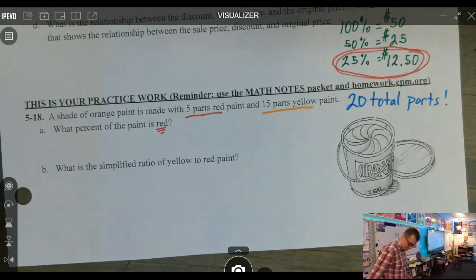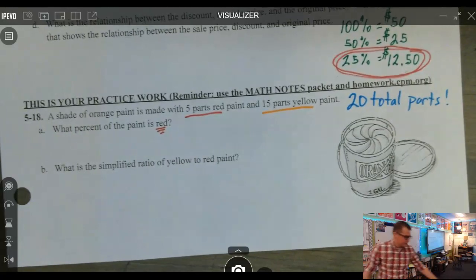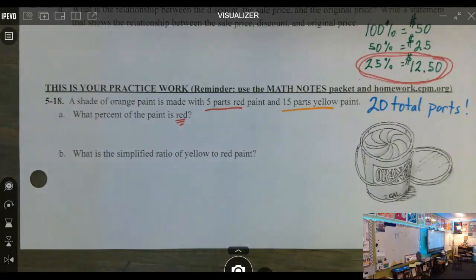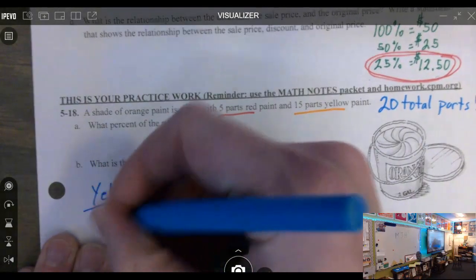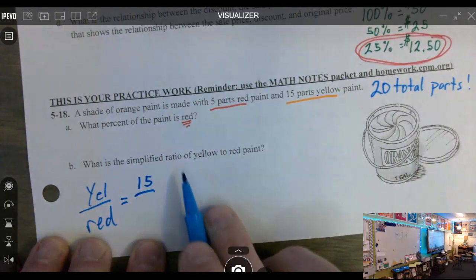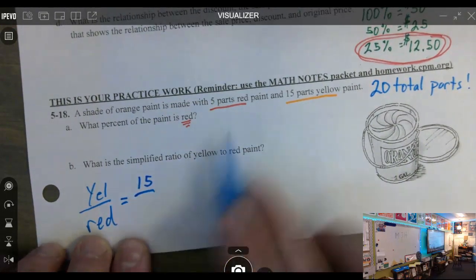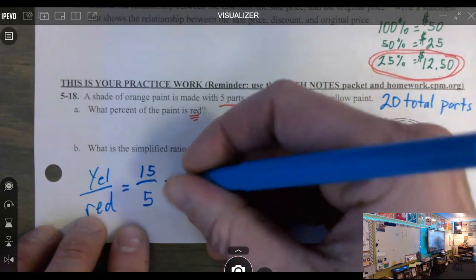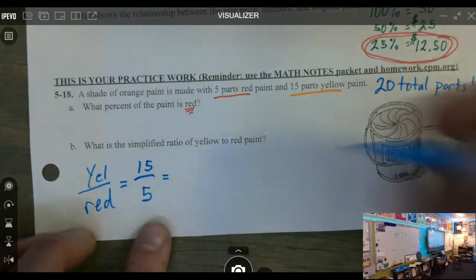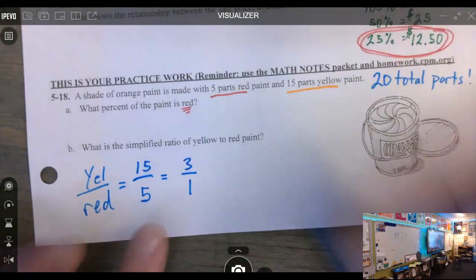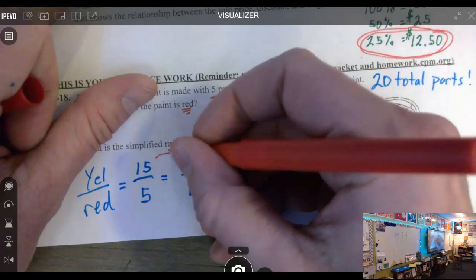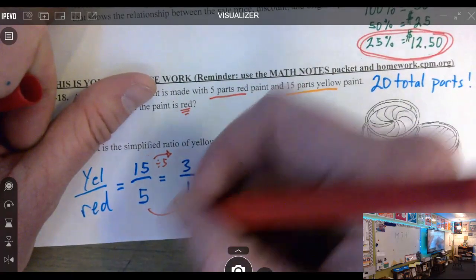What does it mean by the simplified ratio? Make the numbers as small as you can. So if we want to write yellow to red, how many parts yellow are there? 5. Careful. 15. Yeah, yellow has the 15. And then to red, red would go on bottom. So that would be 15 over 5. Can 15 over 5 simplify into 3 over 1? Yep, because they can both divide by 5. So that's what it means by write the simplified ratio, and I just did one of your homework problems for you. Divide by 5.